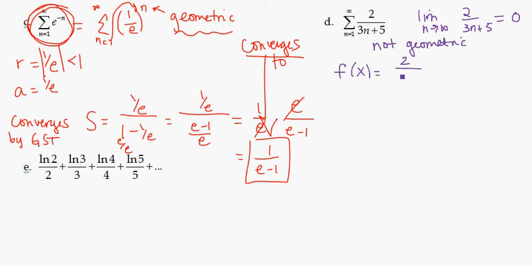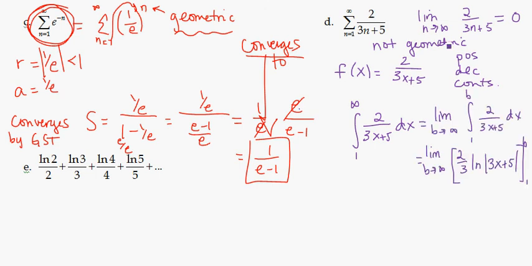So if I look at the function 2 over 3x plus 5, let's note that the terms are positive. This function is decreasing and the function is continuous. So I can go ahead and apply the integral test. To do that, I'm going to be evaluating the improper integral of the function 2 over 3x plus 5. So again, pause the video and work through this improper integral.